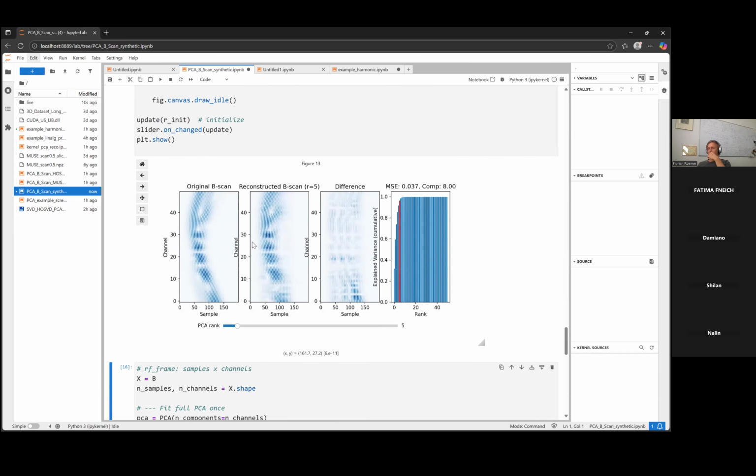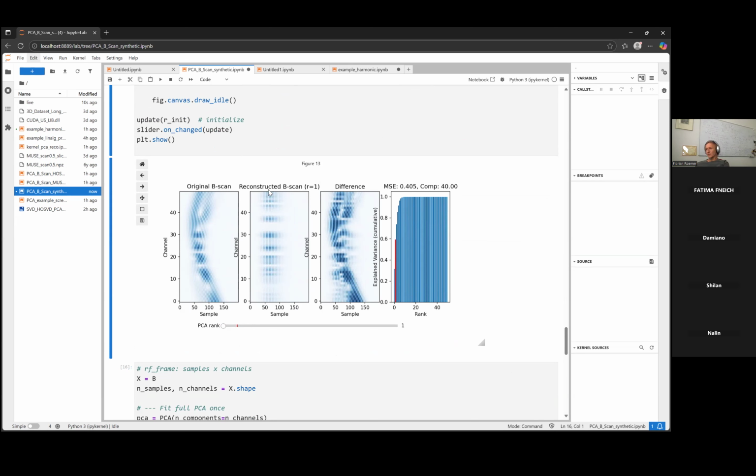And then I have this interactive plot where you can actually play with this rank. So what you can see here is the original B-scan that I chose, the reconstructed B-scan for a certain rank, the difference between the two, that's the error. And here we can see the scree plot with a red line indicating where we are currently in the scree plot. And what you can do is you can vary this rank here, and you can see how the plots update. So if you go to the extreme case, to the rank 1, you can see how it's not able to reconstruct this hyperbolic shape.